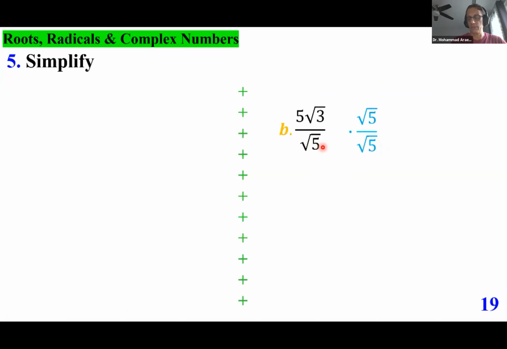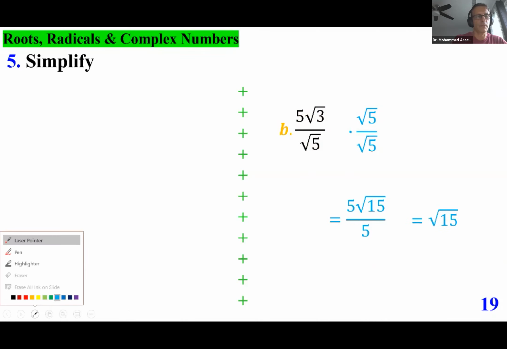So this comes out, and the top remains unchanged here. 5 times 3 is 15. 5 and 5 cancel each other. And we are done.